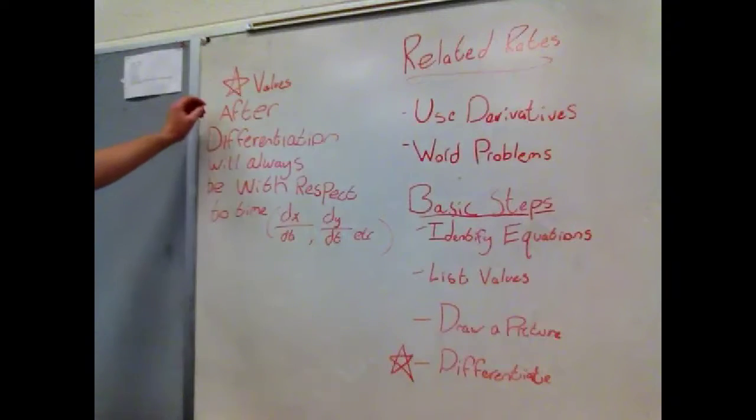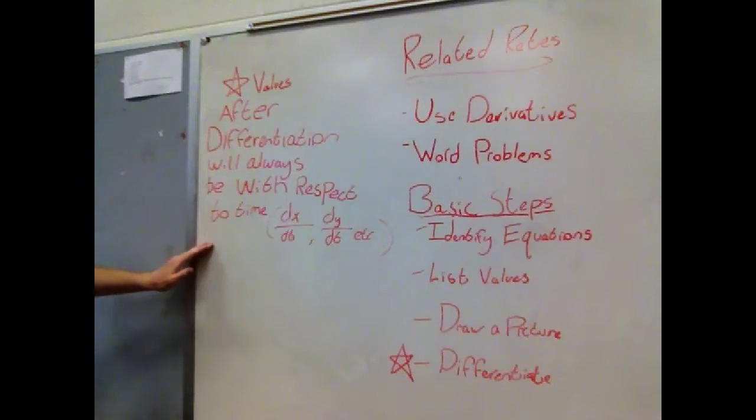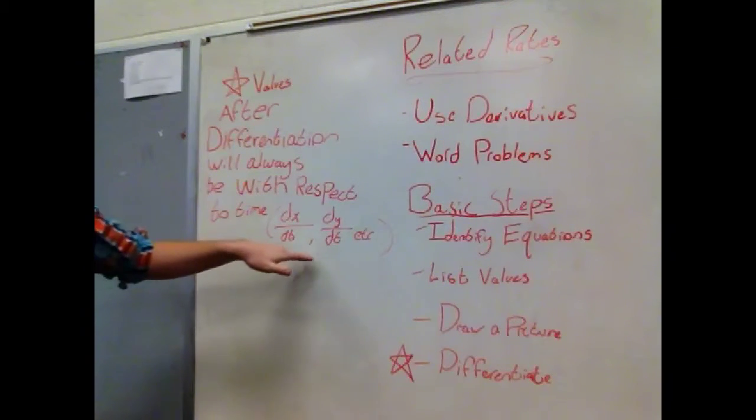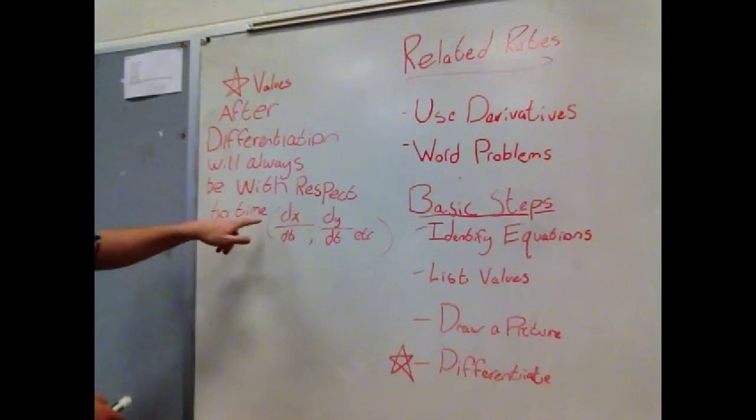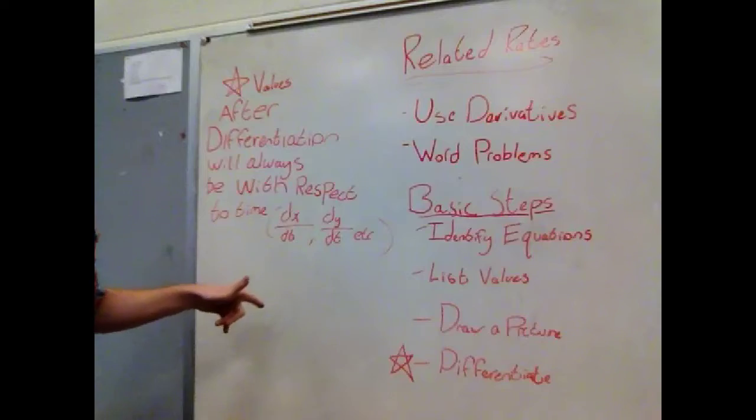I've made a note over here. Values after differentiation will always be with respect to time. These will be represented as dx over dt or dy over dt, something like that, which basically means the change in x over the change in time or the change in y over the change in time.